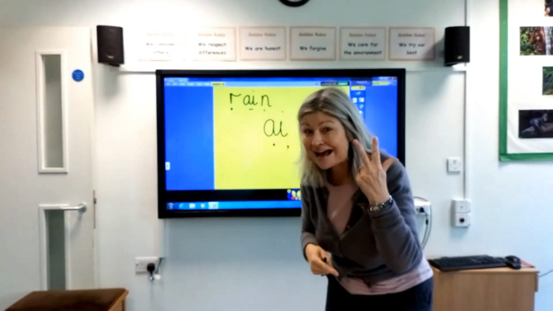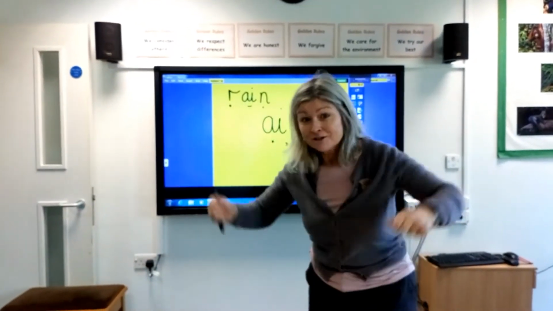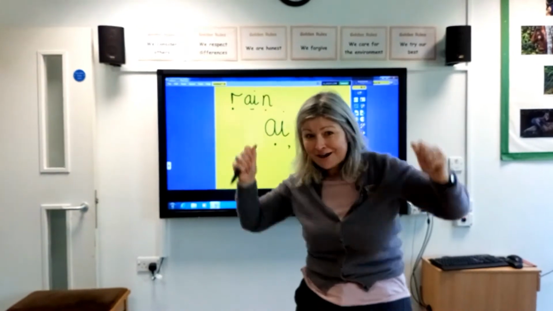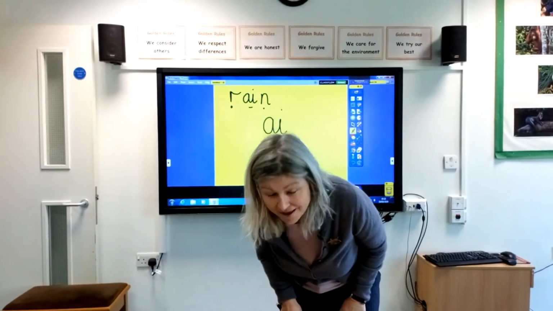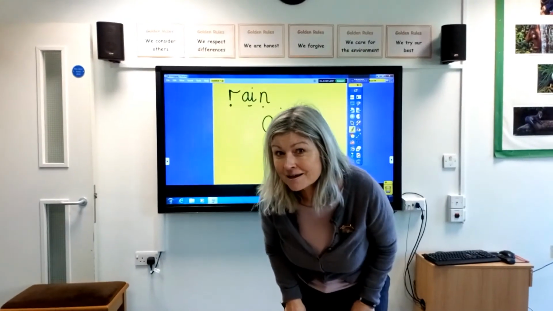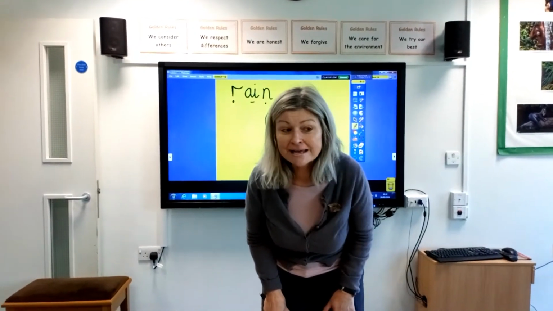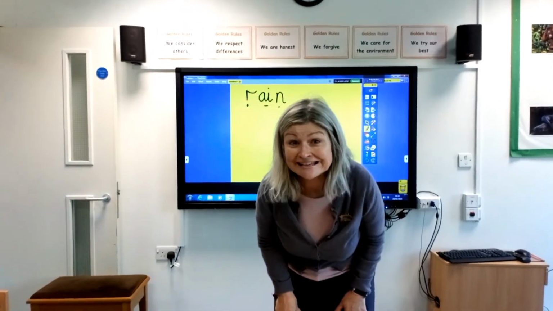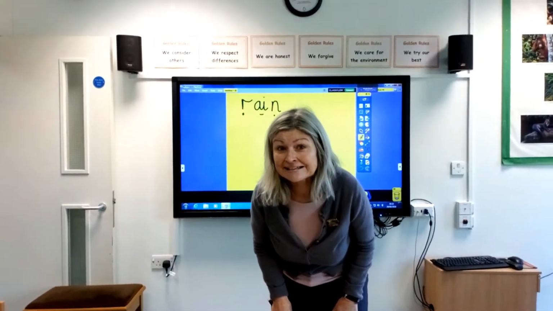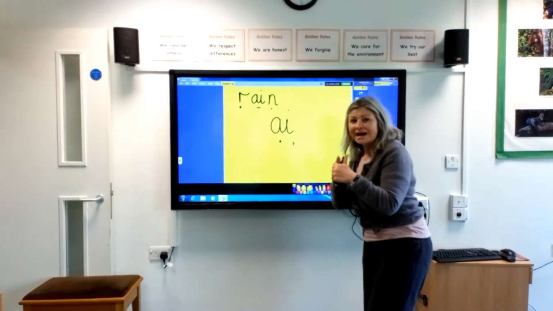Rain. Did you get that right? Did you get 3 sounds? If you did, you can do a little jump for joy. Well done. Brilliant. Well done. Now the next one is a little bit trickier. Let's see whether you can get this one right. The next one is train. Train. Sound it out with your fingers.